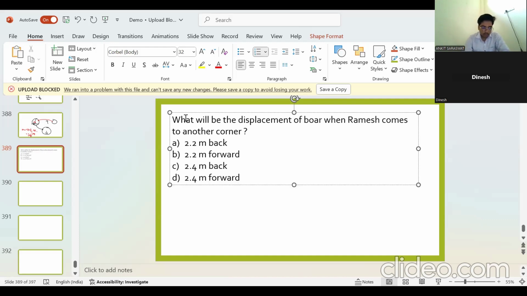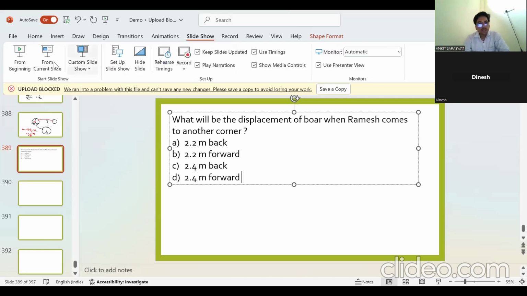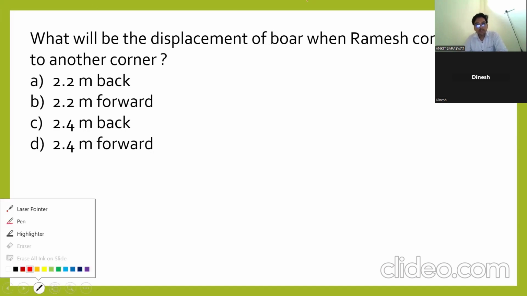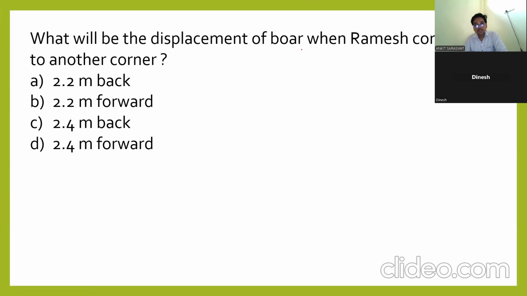You try this question, it is a very good question. If you can solve it, no worry. Otherwise, it is a boat question actually. What will be the displacement of the boat when Ramesh comes to the other corner? So I will draw the figure.